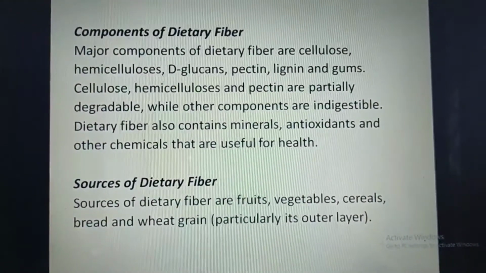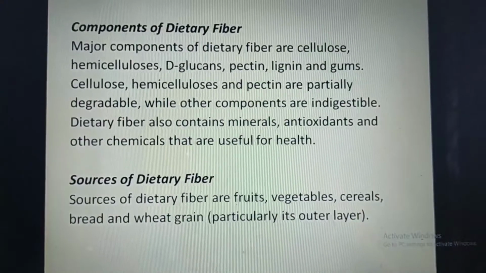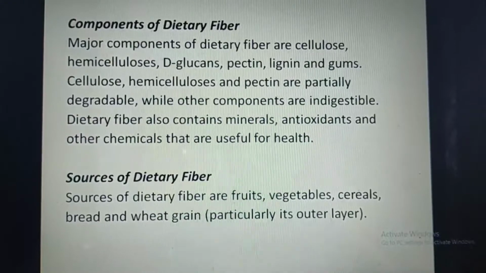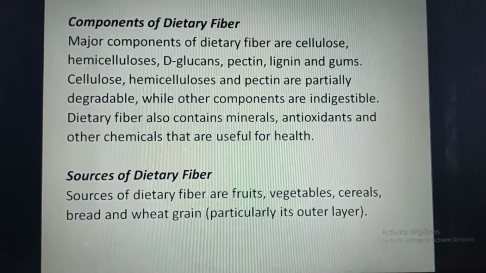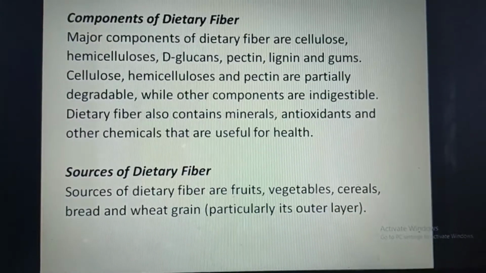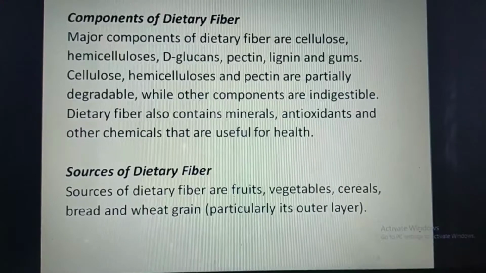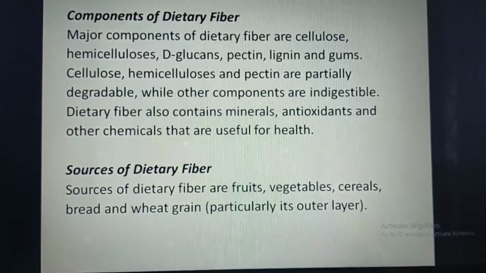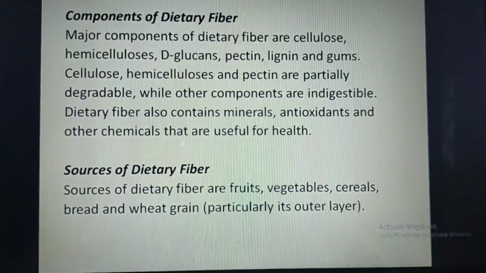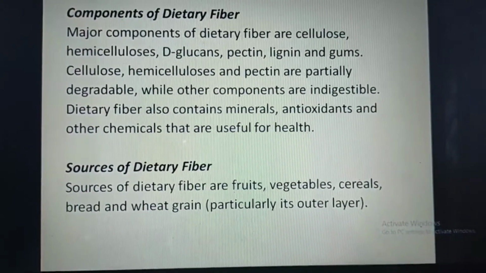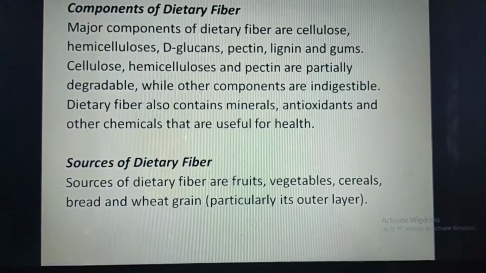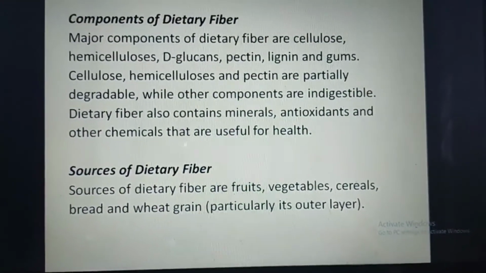Components of dietary fiber. Major components of dietary fibers are cellulose, hemicelluloses, beta-glucans, pectin, lignin, and gums. Cellulose, hemicelluloses, and pectin are partially degradable, while other components are indigestible. Dietary fibers also contain minerals, antioxidants, and other chemicals that are useful for health. Sources of the dietary fiber. Sources of dietary fiber are fruits, vegetables, cereals, bread, and wheat grain.